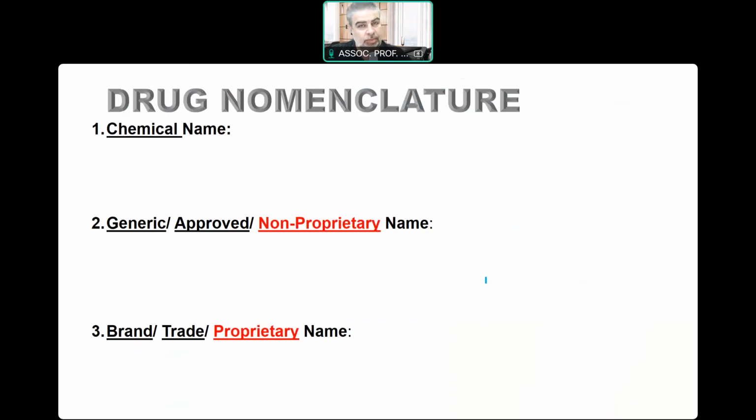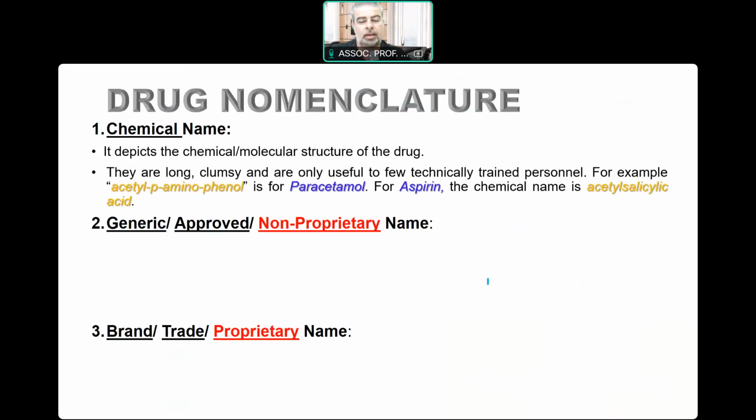The first name is the chemical name of the drug, which reflects the molecular structure, and it's important for the chemical description of the interactions that can happen with the drug at the molecular level. For example, paracetamol has the chemical name of acetyl p-aminophenol. The other example is aspirin, which has the chemical name of acetyl salicylic acid. But do we use the chemical name in pharmacology in general and in drug prescription specifically? The answer is no.